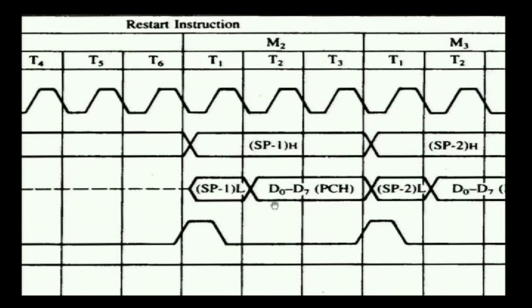This is the M2 machine cycle, it has 3 T states. Here we have to collect the interrupt service routine address. For that we are using M2 and M3. With the help of the stack pointer we are reading. So, first we take the higher data, then we take the lower data. The corresponding address, suppose 0028, means first we will take 00, then we take 28H.